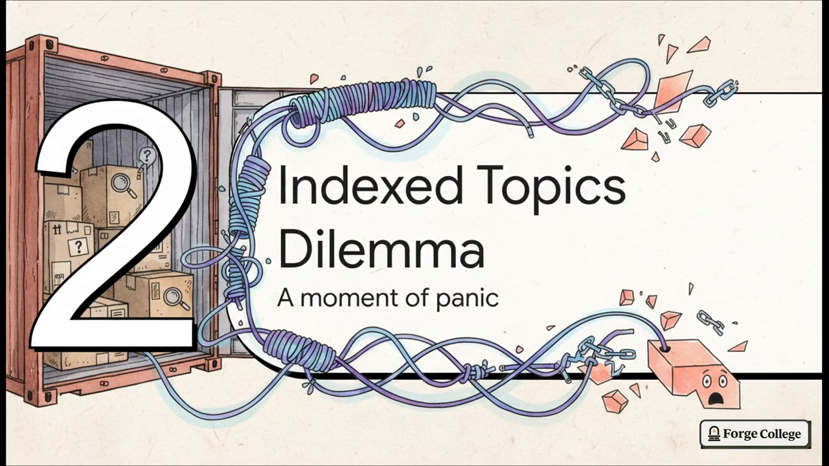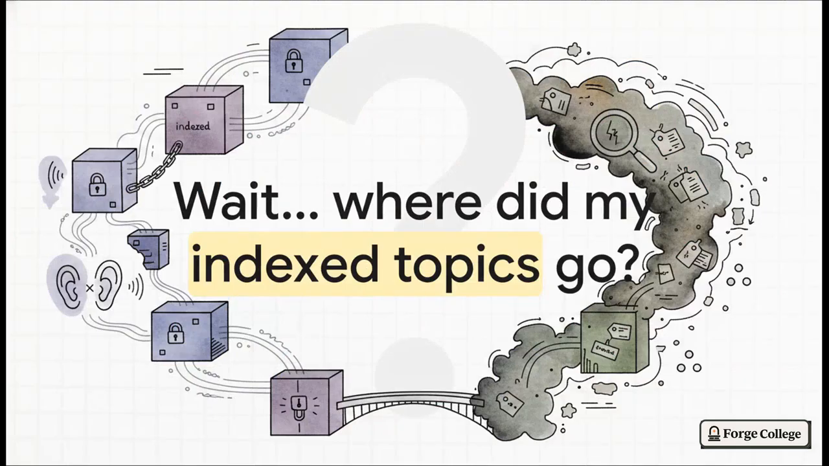Moving right along to Section 2, the indexed topics dilemma. Okay, so we know how to pack our highly efficient binary container, but what happens when we try to actually search for a specific package in the stream? This is usually the most jarring realization an EVM developer is going to face. You are inevitably going to look at your Rust code, scratch your head, and panic a little bit, asking, wait, where on earth did my index topics go?